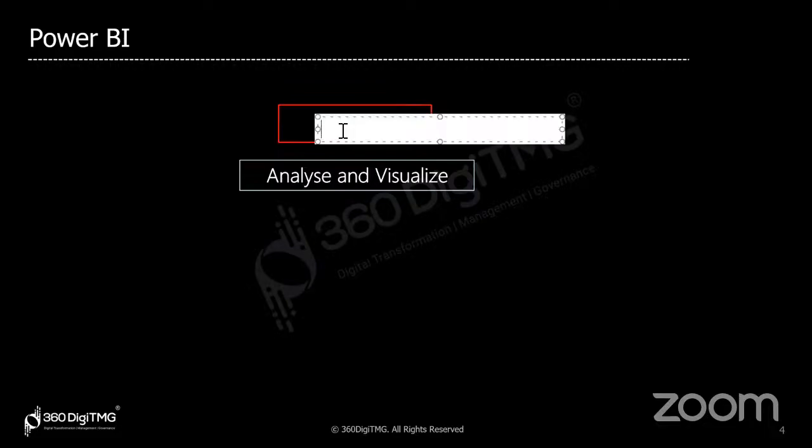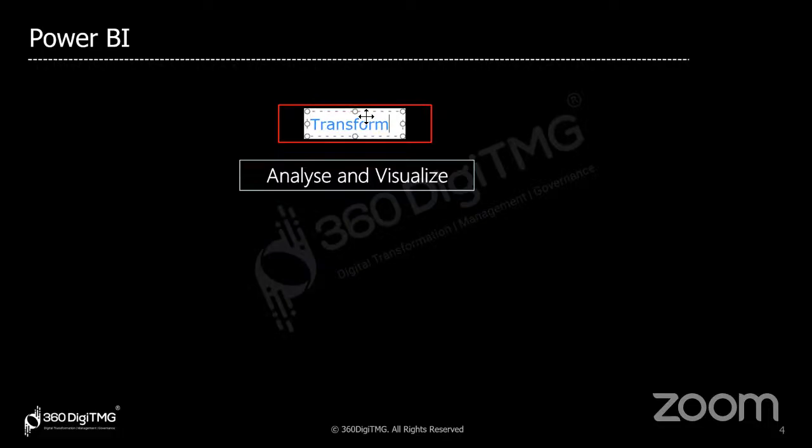Now here, Power BI is mainly used to analyze and visualize the data. But apart from analyzing and visualizing the data, there are a few other things that it is capable of doing. So what is it capable of doing? It is capable of transforming the data. Now, when I say it can transform the data, what does it mean? What kind of transformation is it capable of doing?